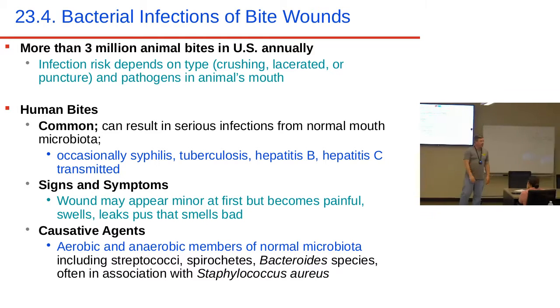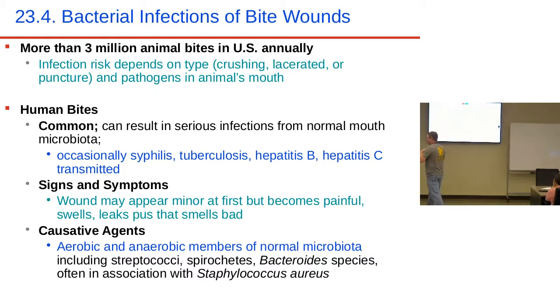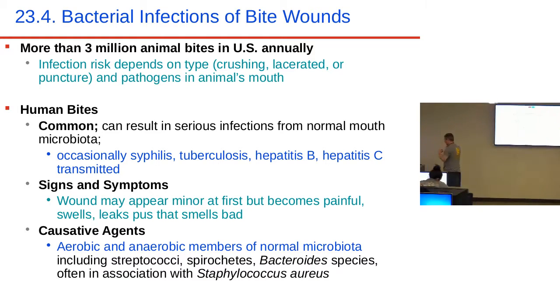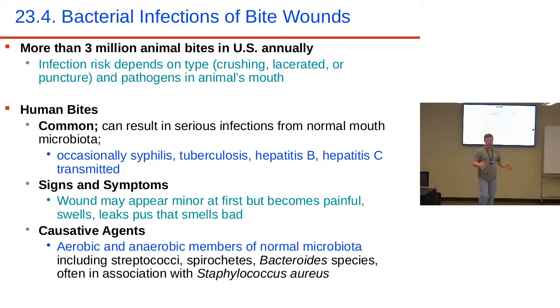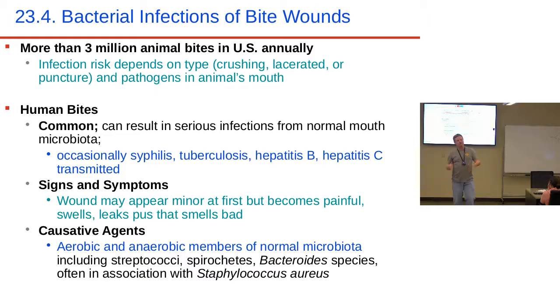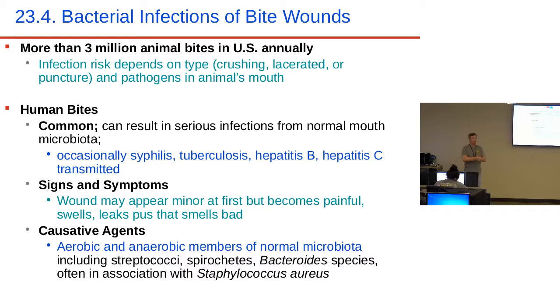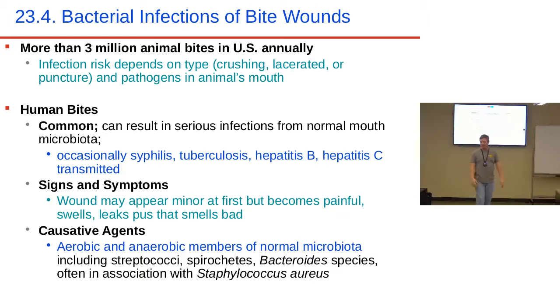Now, animal bites are bad enough, but the next part, where we actually have the problem, is human bites. And why would a human bite be more serious than a dog bite? Because the microbiota of humans are the same. Right? A dog's going to be carrying a different normal microbiota than a human. And so human to human bites actually are more dangerous than animal bites. So these are actually common. The results can be serious just from the normal microbiota, but it can also transmit whatever that person may be infected with too.